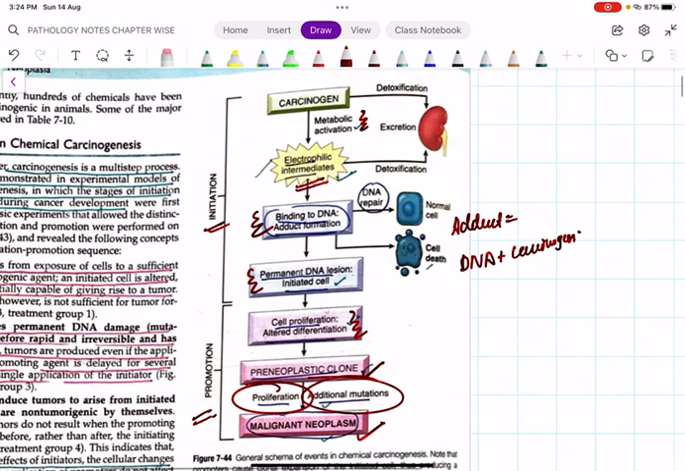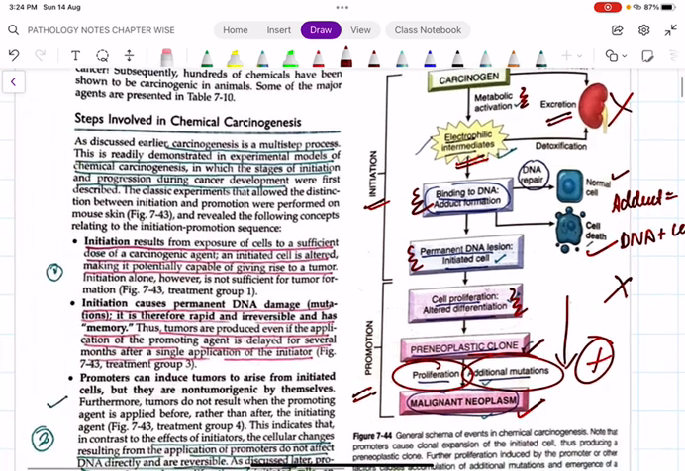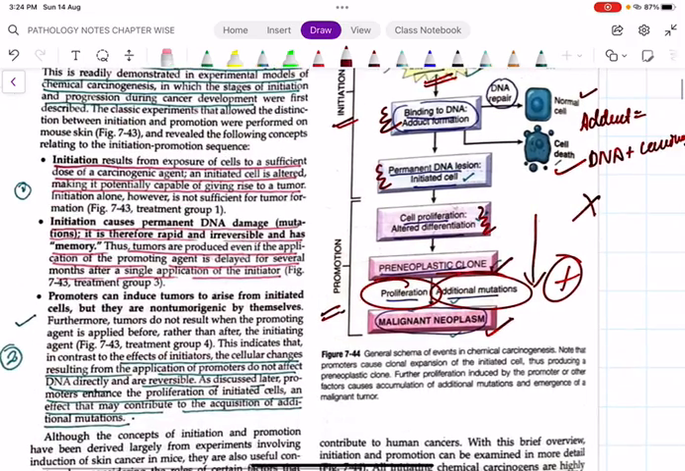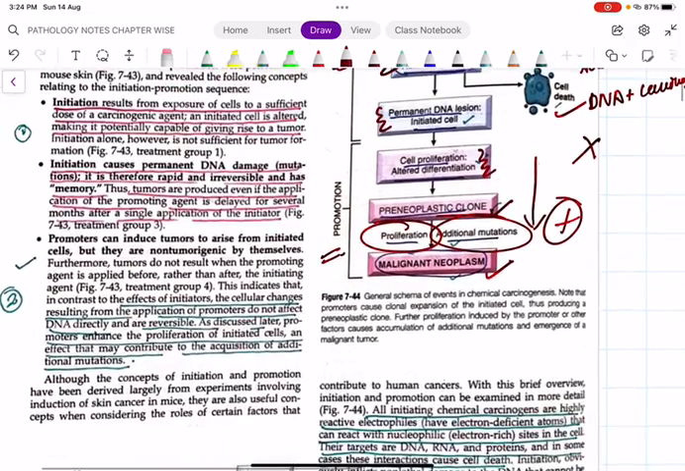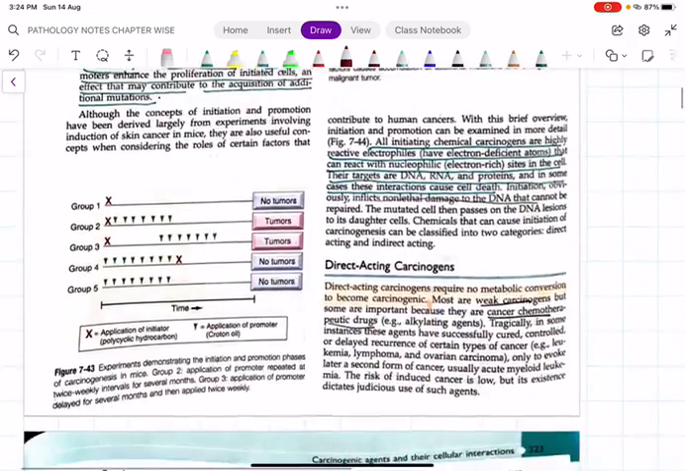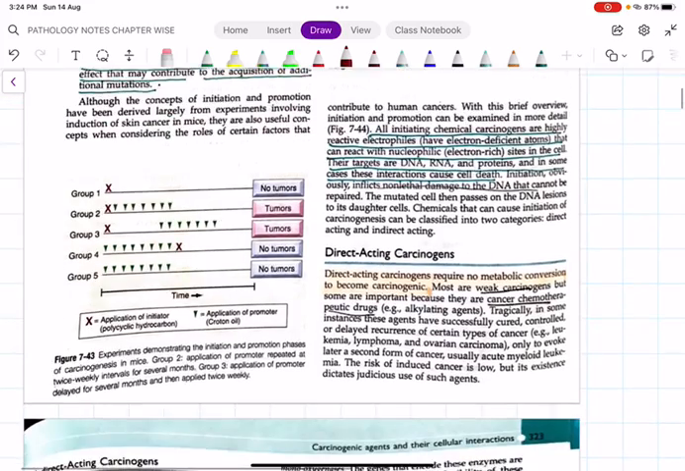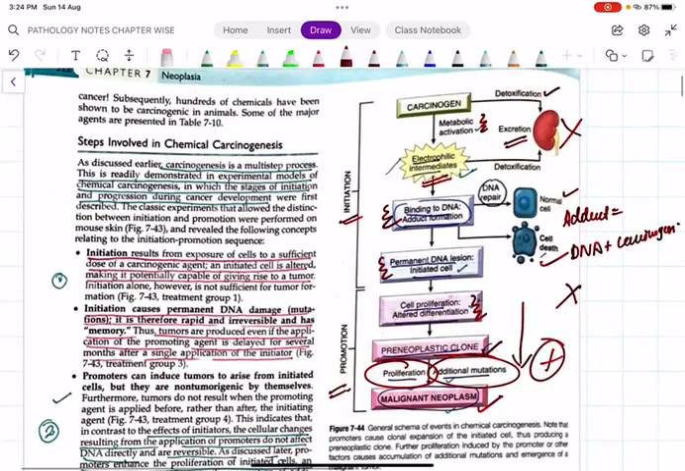Sometimes the carcinogen undergoes detoxification and may be excreted through the kidney, and when abnormal DNA is formed, it may lead to cell death. When neither of these happens, a malignant neoplasm ensues. So, initiation and promotion. This flowchart is very important.